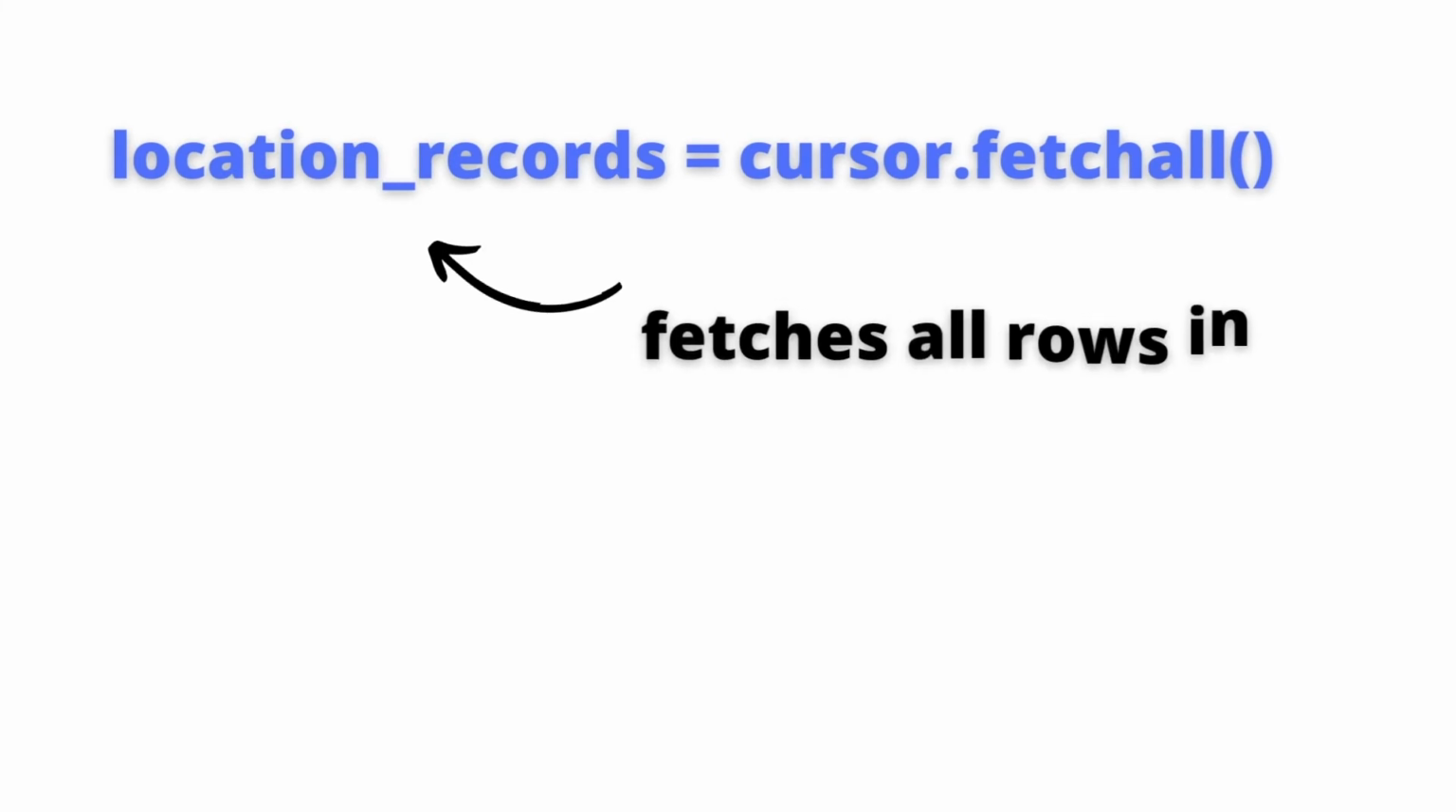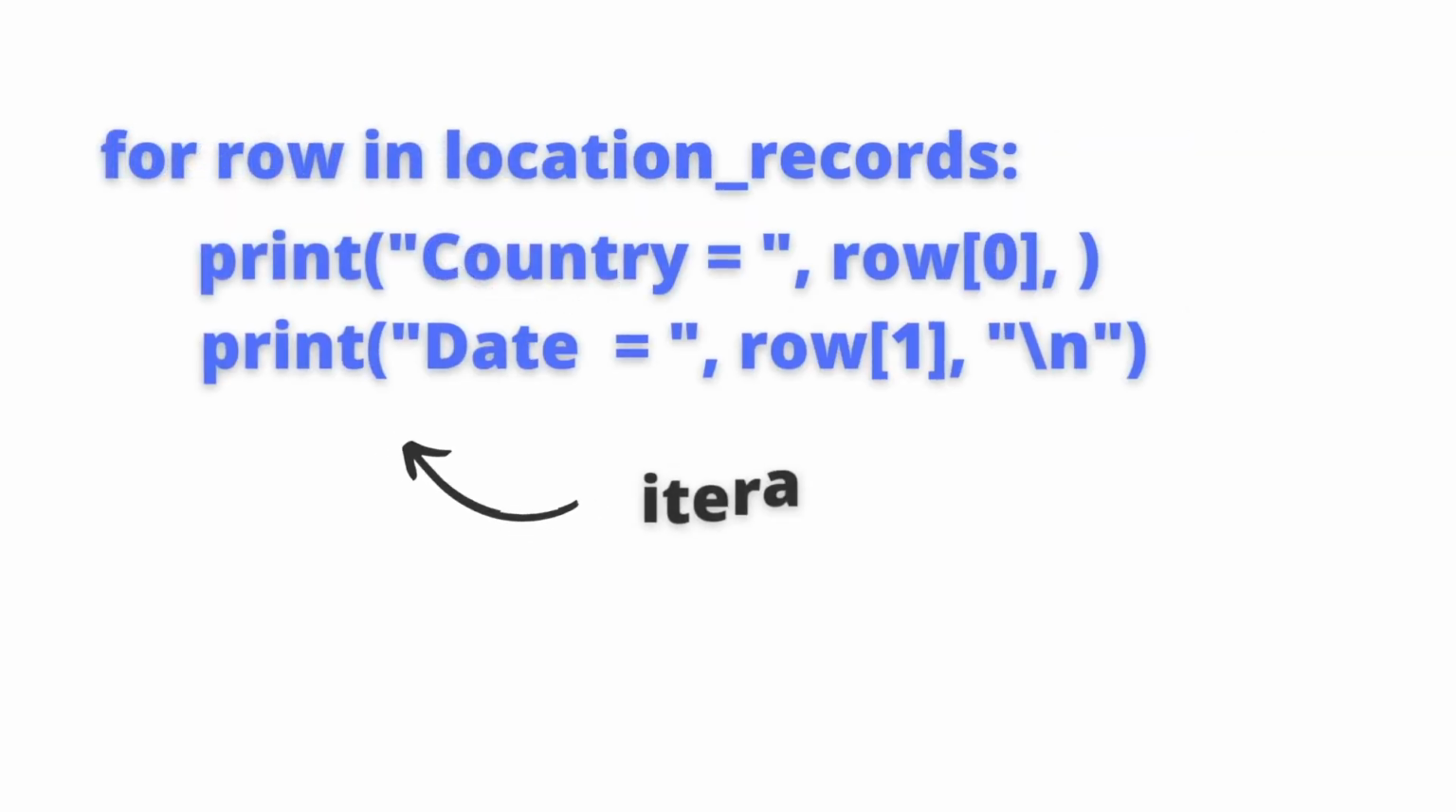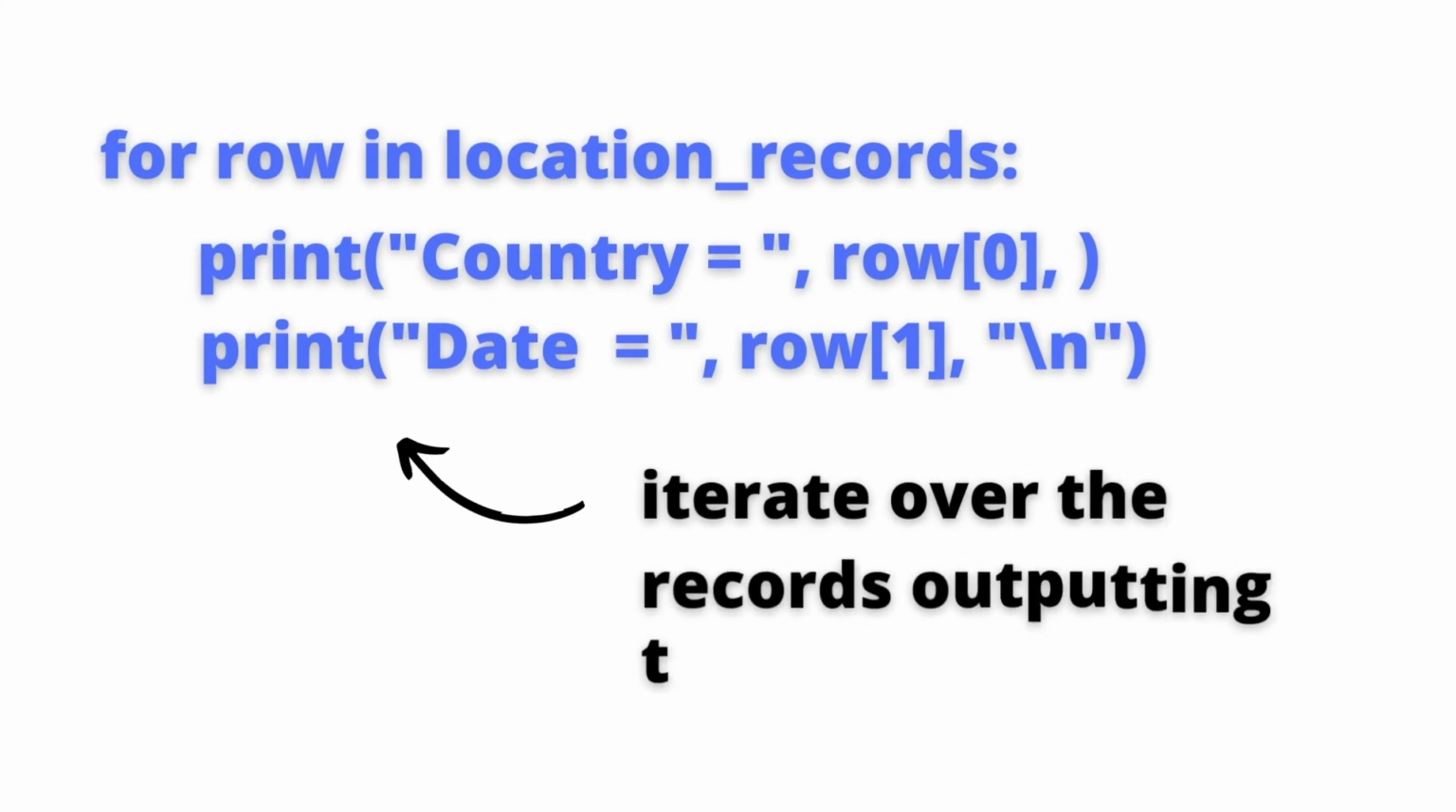Fetch all method is called to return all the data in the results set. The data is returned as a list of tuples. If there is no data to return, the list will be empty. The code iterates over the returned data values, outputting the values to the screen.